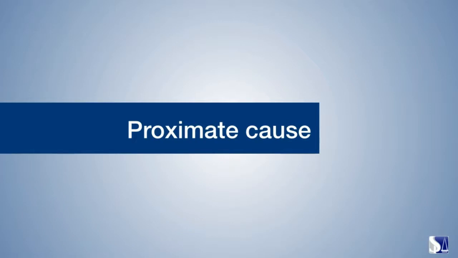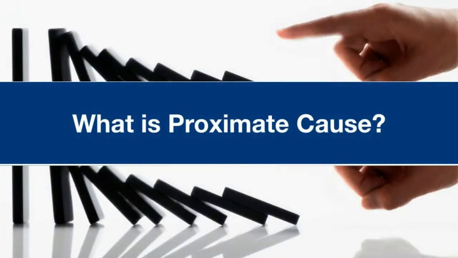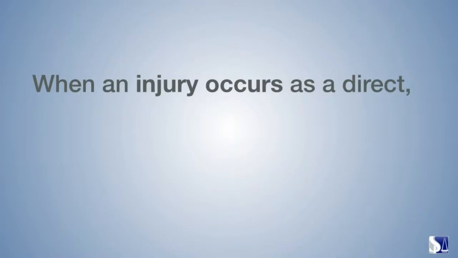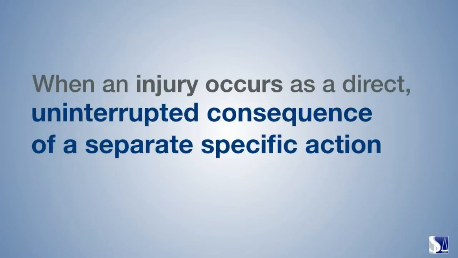So that brings us to this topic: what is proximate cause? Proximate cause is when an injury occurs as a direct, uninterrupted consequence of a separate specific action. When a person is injured as a direct result of someone's action, that action is the proximate cause of the injury. Lawsuits involving questions of proximate cause can be complex since many accidents have more than one cause.